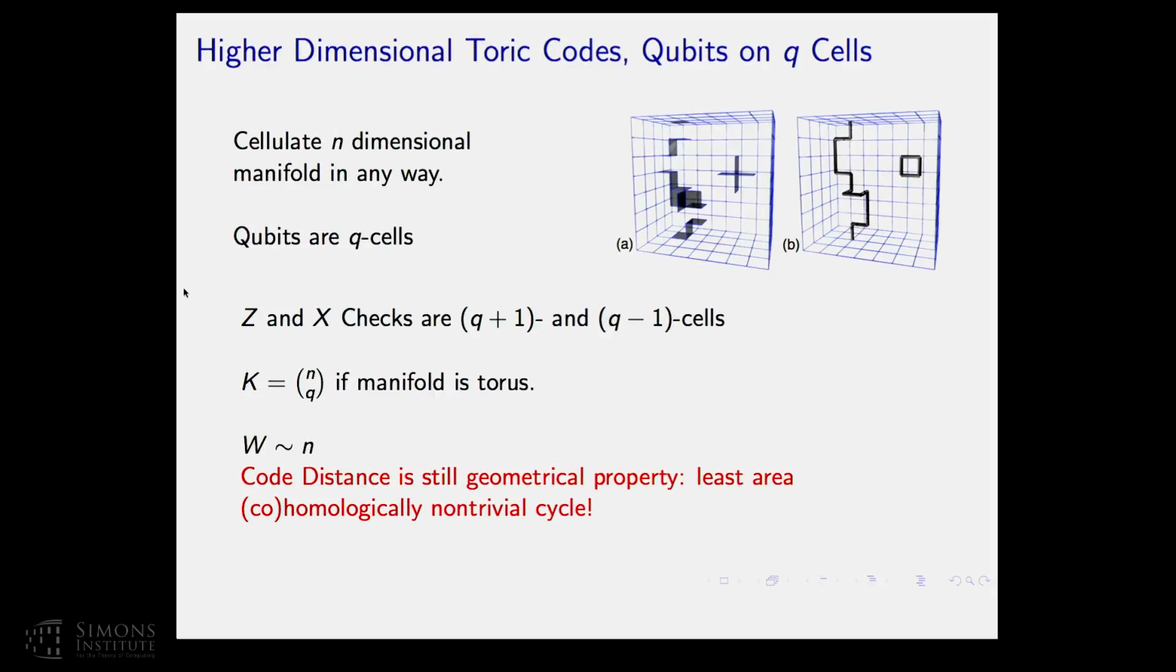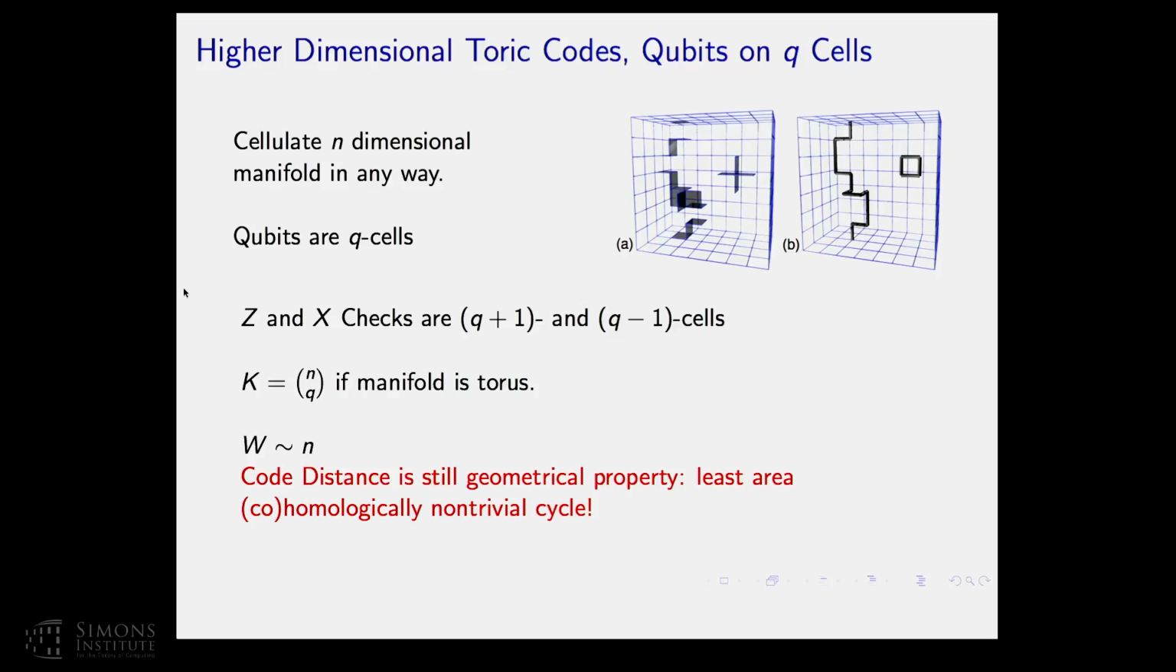You can also play this game in higher dimensions. So you don't need to just draw faces, edges, and vertices. What you can draw is some higher dimensional things. You could take, for example, a 3-dimensional object and draw cubes on it. And then you have cubes, faces, edges, and vertices. And then you could choose any of them to be your qubits.